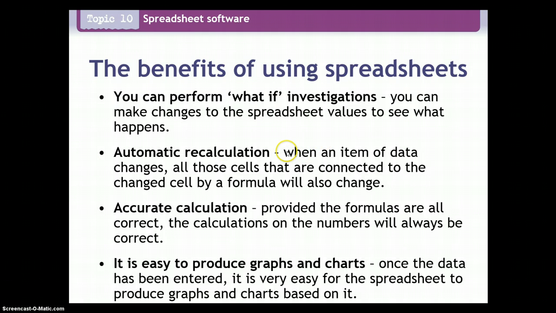So in the example I've just given you, if we were to change the employee's pay from £7 per hour to £7.50, providing the formulas have been written correctly, it will automatically recalculate how much money that person has earned. Okay. Accurate calculation, this is an important one. Again, providing the formulas have been correctly written, the calculations on the numbers will always be correct. So when developing spreadsheets, it's a good idea to take your time, make sure that you write a formula, you test that the formula works, and once you're happy, you can copy and paste it and reuse it, and you know that the calculations will always be accurate.